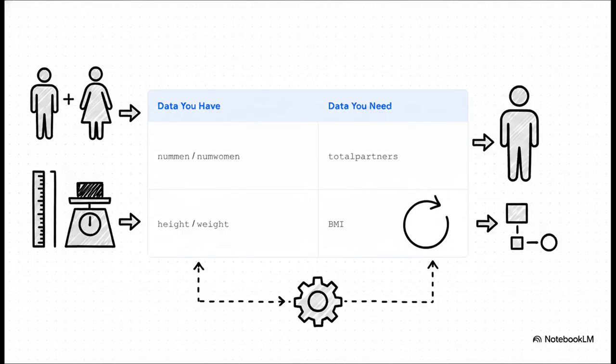And this slide really nails the problem. On the left, you see the data you have. You might know the number of male partners and female partners separately, but what you really need is one number for total partners. Or you've got height and weight, but what you really want to analyze is body mass index, or BMI. So how do you get from point A to point B?